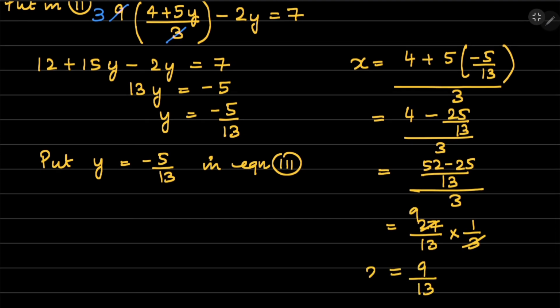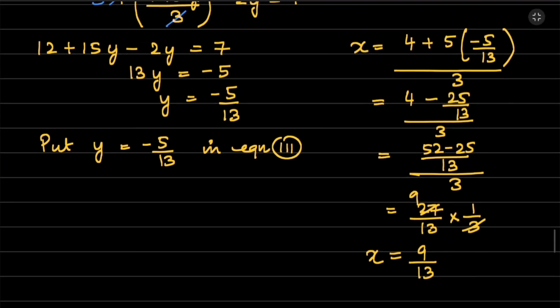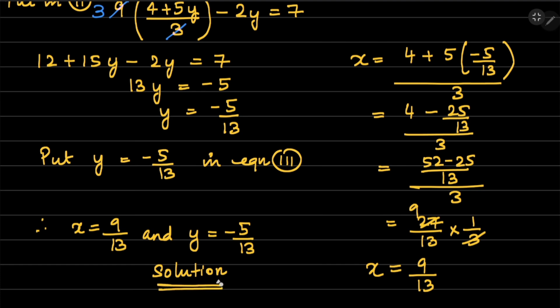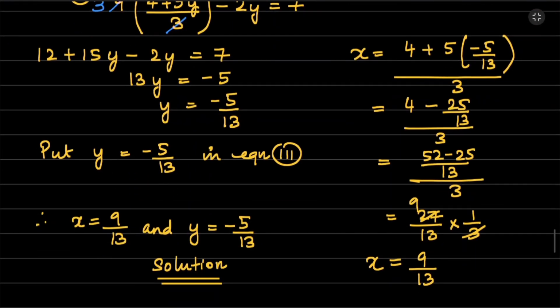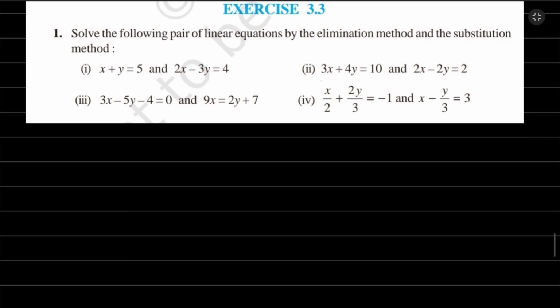What will you be getting? X is nothing but 9 by 13, and y is equal to minus 5 by 13. Is that what you have got? Yeah, x is equal to 9 by 13. So you can write, therefore x is equal to 9 by 13 and y is equal to minus 5 by 13 is your final solution. This is the solution for this specific pair of linear equations. Right? Hope you understood. Yeah. Let's move on to the fourth question. So we have done the first three.